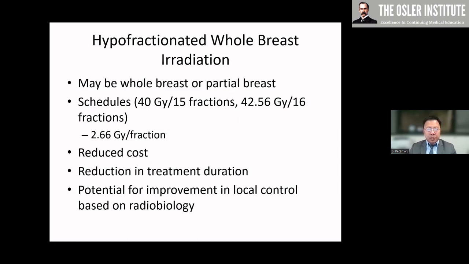So moving forward, hypofractionated whole breast irradiation, maybe whole breast or partial breast. There are schedules that include 40 gray in 15 fractions, as in START B, or 42.56 gray in 16 fractions, also known as the Canadian Timothy Whelan fractionation. They vary from 2.66 to 2.67 gray per fraction, but approximately in that range. And we already spoke about the pros of these treatment strategies.